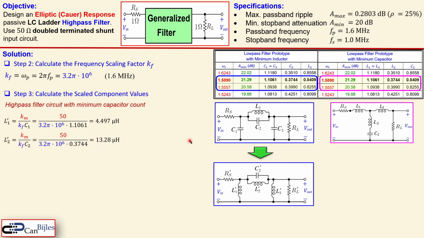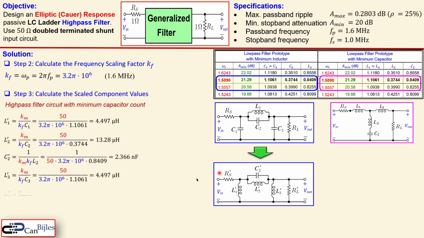In a similar form for L2 prime here, you now look at the C2, and that is also from this table. And you get now this value. Now the C2 prime here, which is related to the L2 value, we get this value. And the final one is the L3 prime, which is exactly the same as L1 prime. Now we have this value. You also need to scale up this RS and RL prime, where they are just 50 times 1, so 50 ohm each. Now we have all the components for this circuit for our final design.